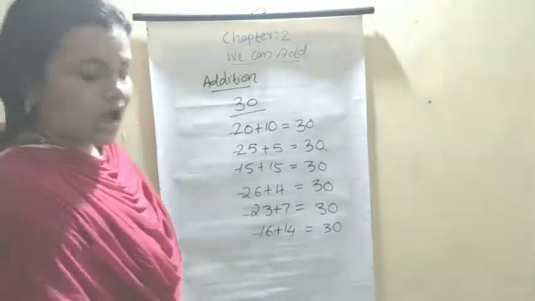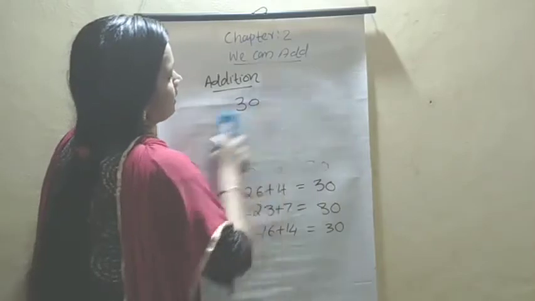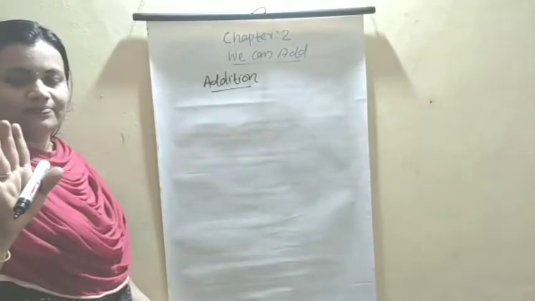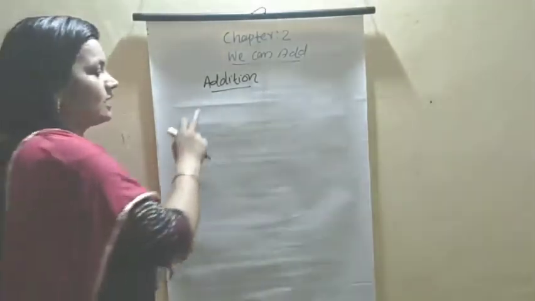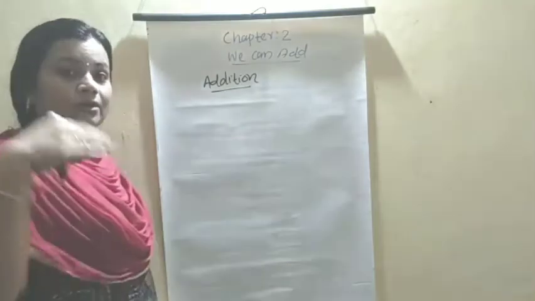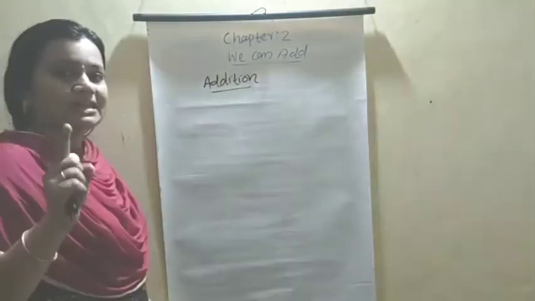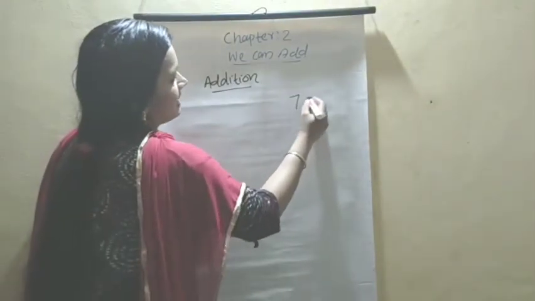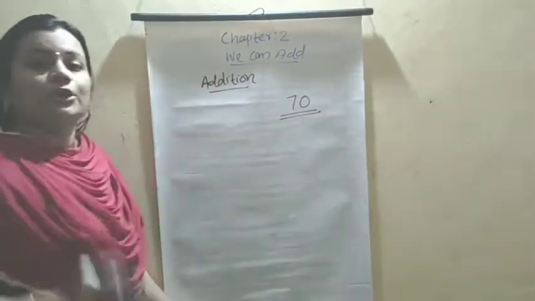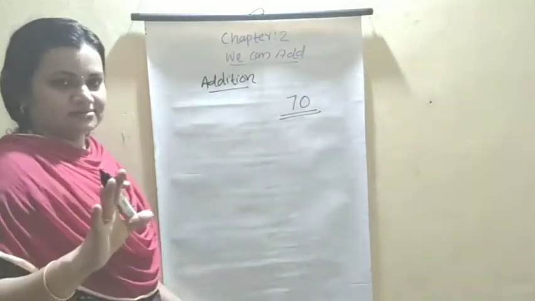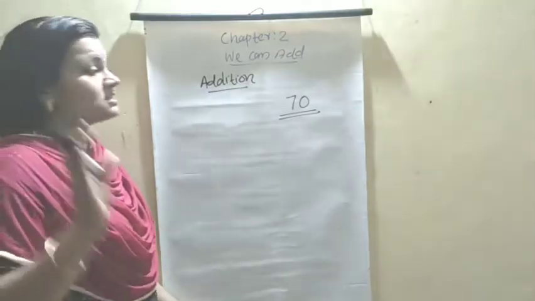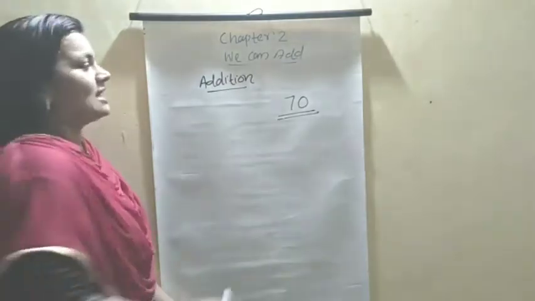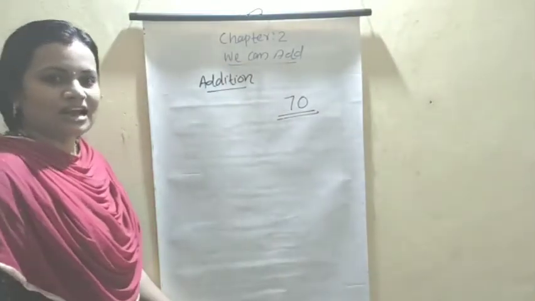Okay. Then I will write one number. Before our class time, you should find out at least 5 pairs. Okay, 70. My number is 70. You can make at least 5 pairs. How many such pairs did you get in 70? You should find out at least 5 pairs to get 70. This is our class work.